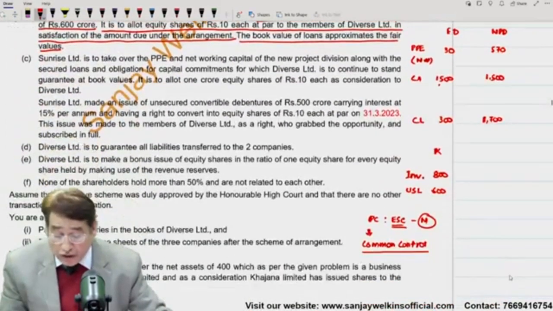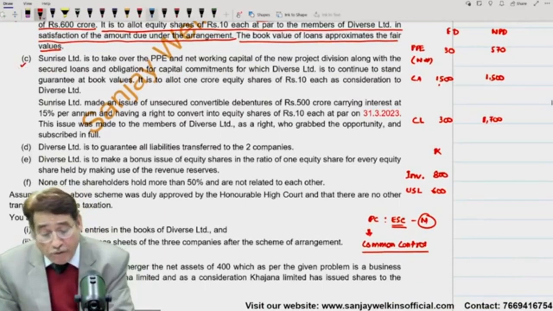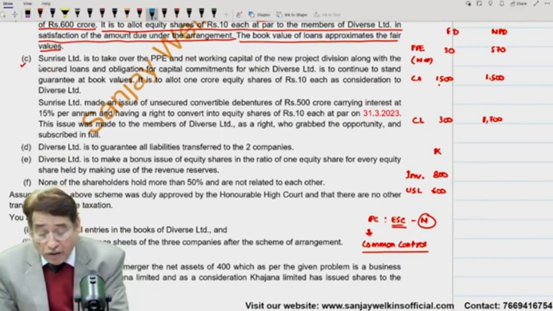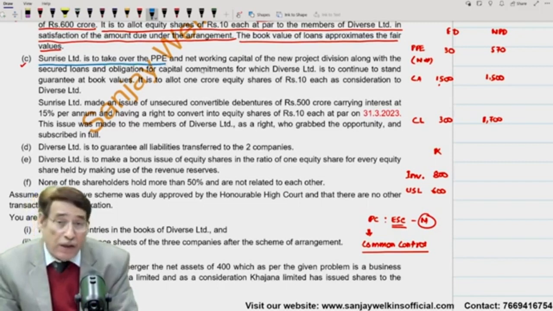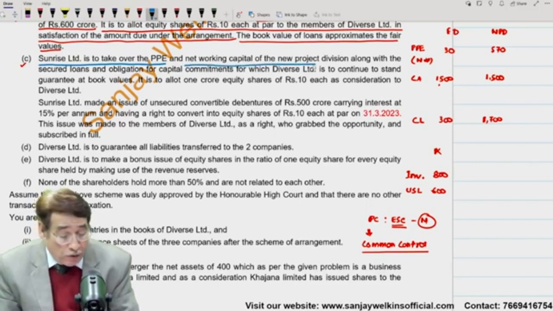Further, it is given in the question. Now, with respect to information number C, it is given that Sunrise Limited is to take over property, plant and equipment. Sunrise Limited is taking over property, plant and equipment and net working capital of the new project division.